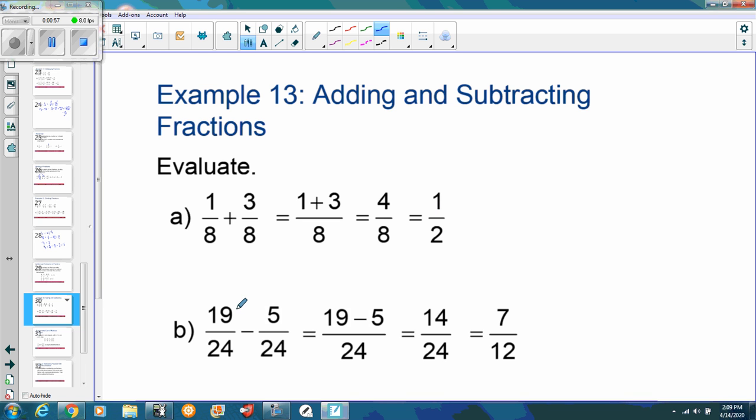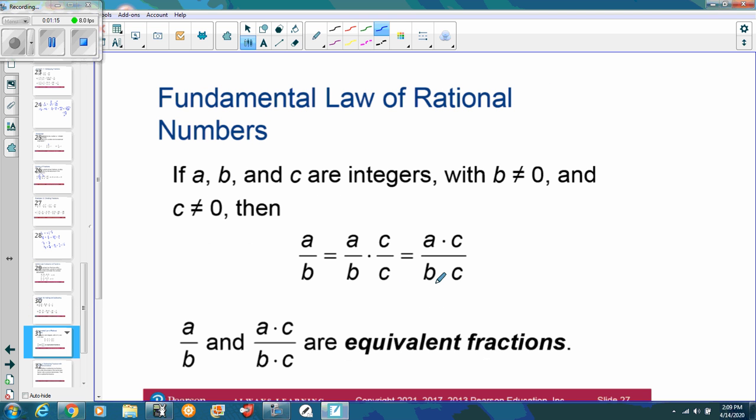Here, you're going to subtract. 19 minus 5 is 14, and then you see they reduced it. So if it has the same denominator, it's very easy. You just subtract or add the numerators, don't change the denominator, and reduce the fraction.